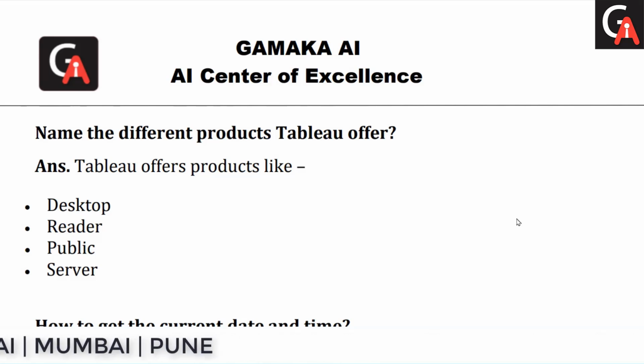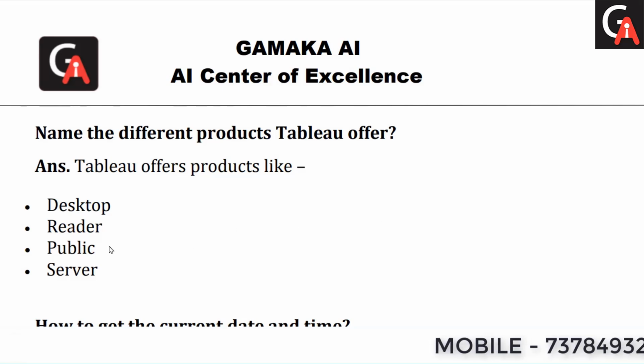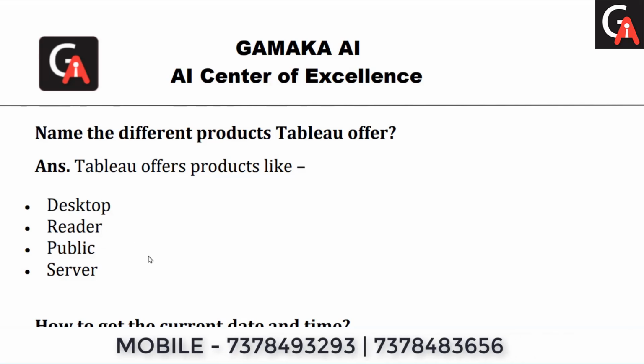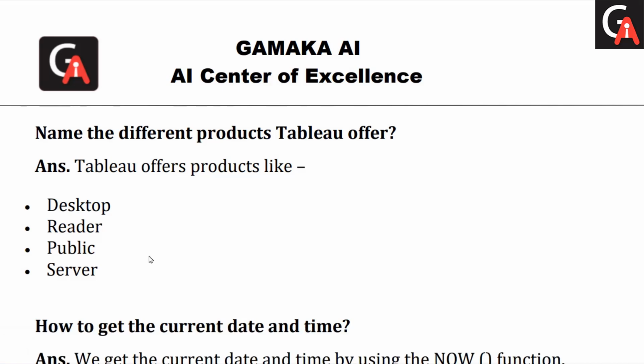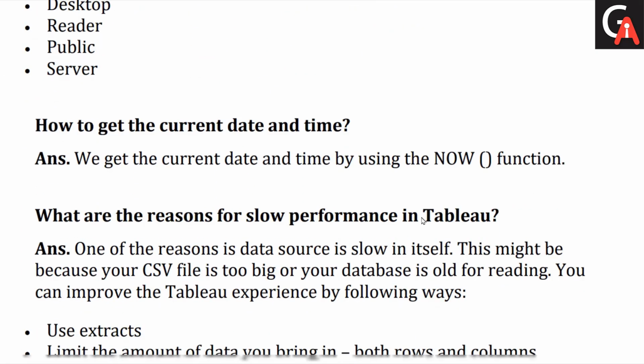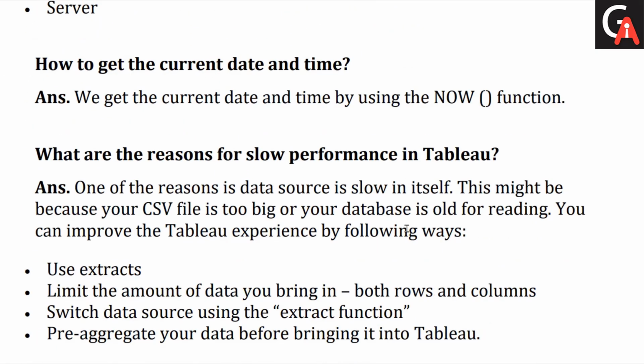There are different products that Tableau offers, such as Desktop, Reader, Public and Server. Public is the free version of Tableau where you can just practice some of the stuff that Tableau offers and then move ahead with any of the paid ones like Desktop or Reader or Server. Clear?